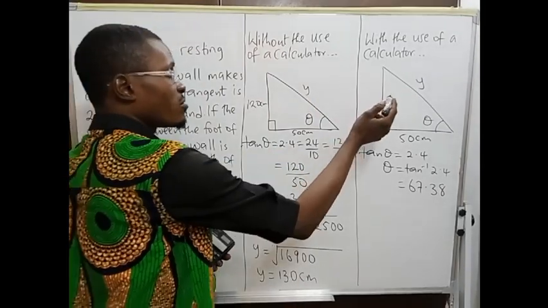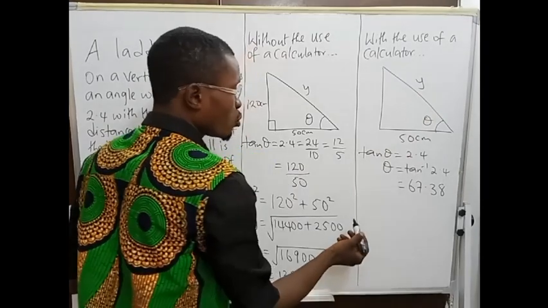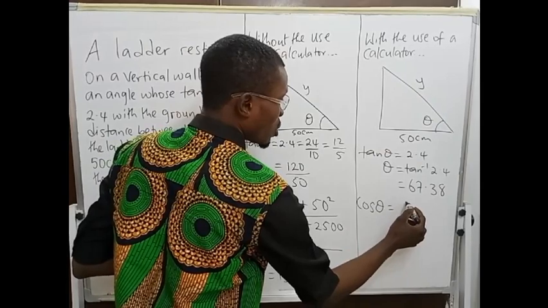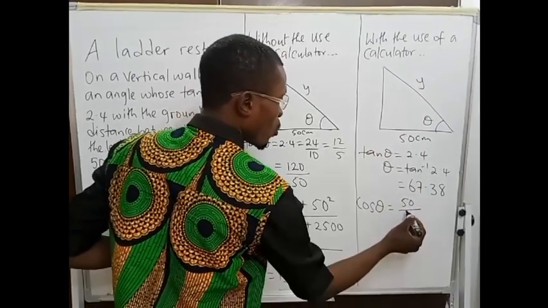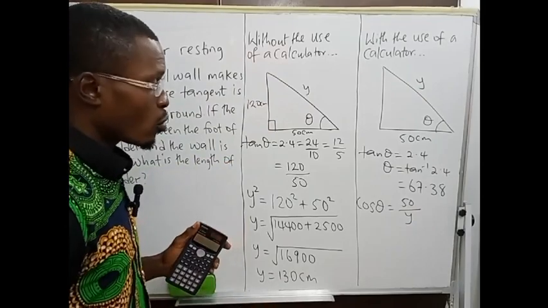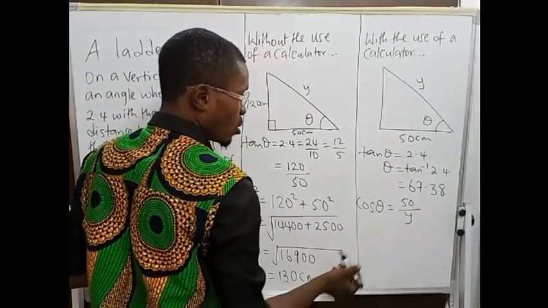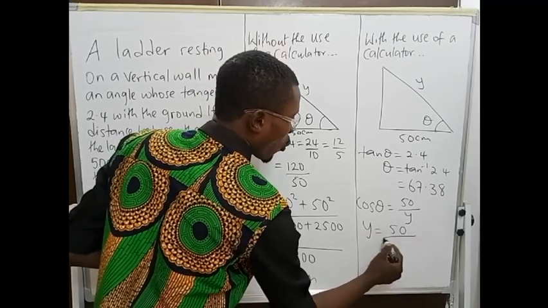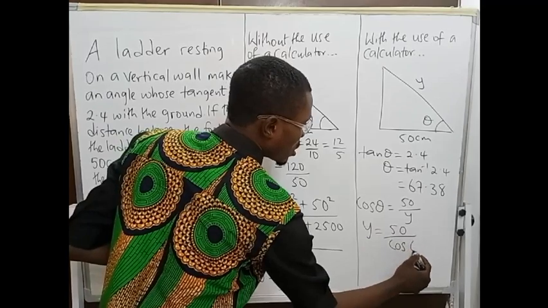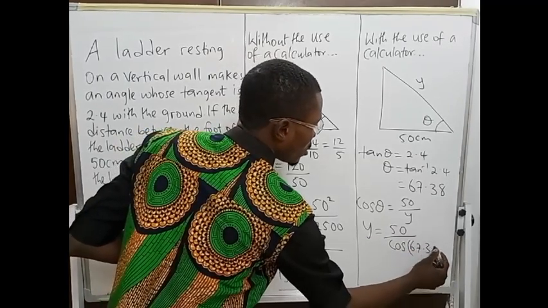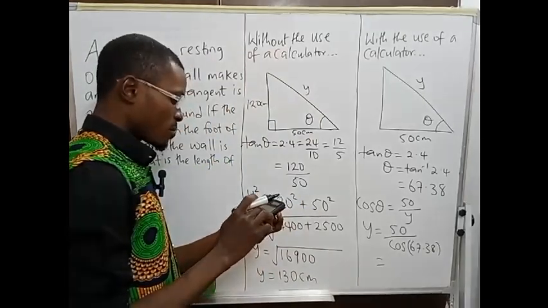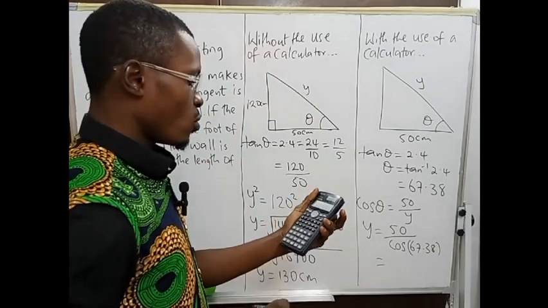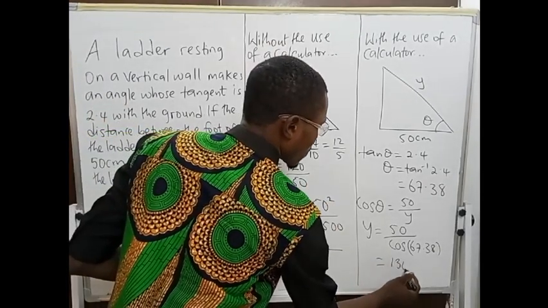All right. Now to get the value of y, we're going to use the cos of the angle, which is given by adjacent, which is 50, over the hypotenuse y. We use this to get the value of y. The cos of the angle will give us the value of y. So we cross multiply, make y subject of the formula. You're going to have y equals 50 over cos of the angle, which is 67.38. And what will this give us? You have 50 divided by the cos of 67.38, you have 130 centimeters.